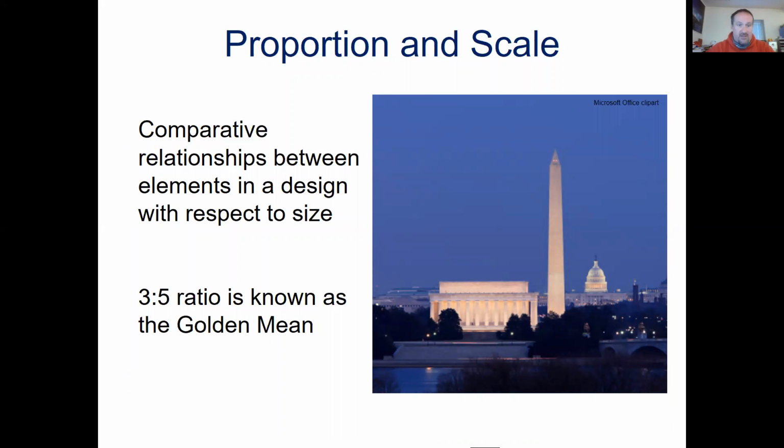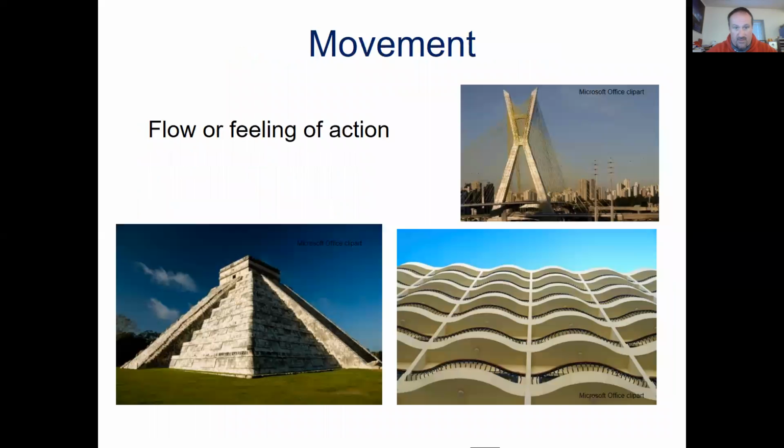Proportion and scale: comparative relationships between elements in a design with respect to size. So they say that the 3:5 ratio is known as the golden mean. What we have here is, because of its height, the Washington Monument is the most prominent structure in Washington, D.C. And next to it, you see the Lincoln Memorial, and then the U.S. Capitol building is in the background. So looking at it, we know that the Capitol building isn't really that small compared to the Lincoln Memorial. We're just talking about proportion.